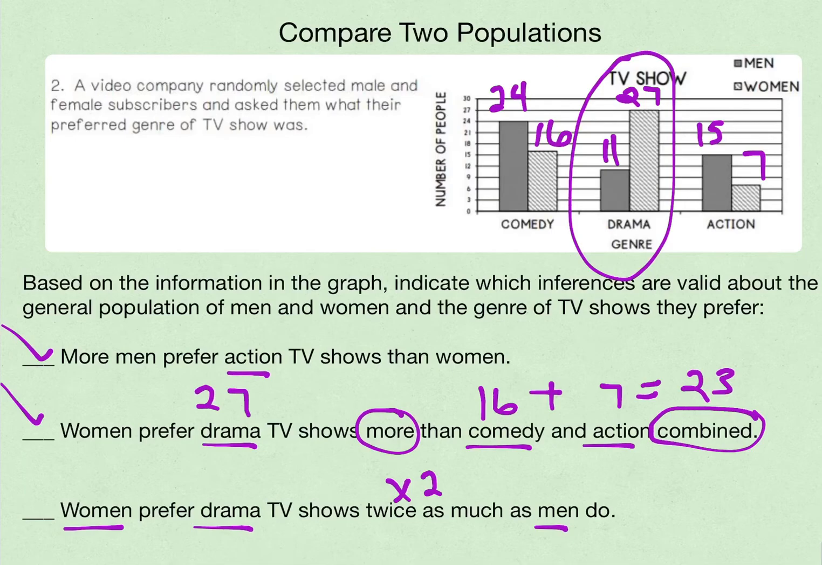So the way I would do this is I would look at which one's smaller. The men do have less. So let's see, they have 11. So let's see what twice 11 is. 11 times 2 is 22. And let's see if that's equal to the women. The women, 27 people chose that. So actually it's more than twice as much. So this statement, since it says twice as much, it's not a valid inference to make about the general population.